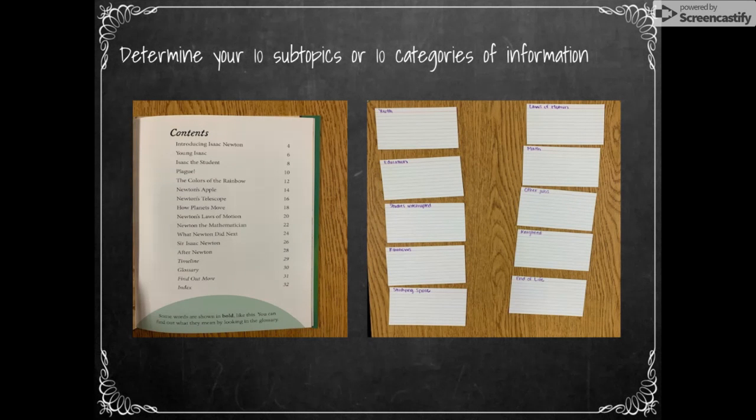So the first step would be to determine your 10 subtopics or your 10 categories, and those will be your top 10 items for your list. So mine would be the top 10 things to know about Isaac Newton.